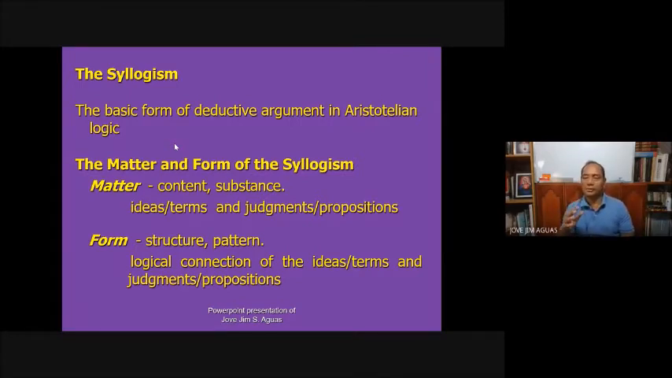Now, when you think of it, all arguments will always have a content, right? Because all arguments will have terms and propositions. So all arguments will have matter. It will have substance. It will have meaning. It will have content. At the same time, it will also have a form. It will also have a pattern. Because for an argument to be an argument, there must be a logical connection of the words, of the propositions, or of the sentences. Because if the words and the sentences do not have any connection at all, meaning no form, then it cannot be called an argument. Okay, because there must be a connection between or among the propositions that the argument consists of.